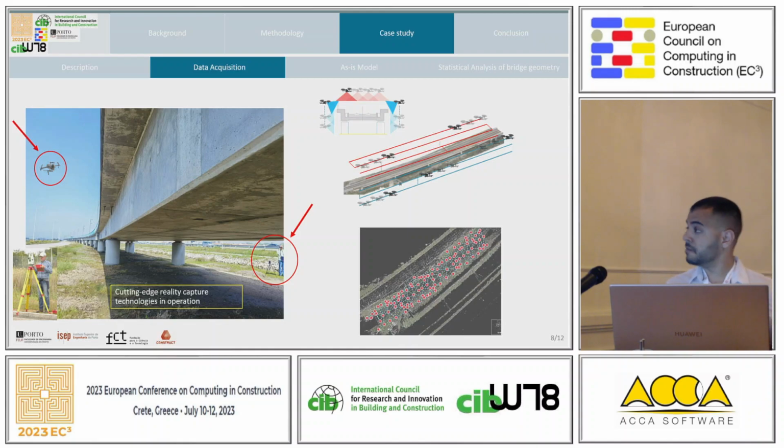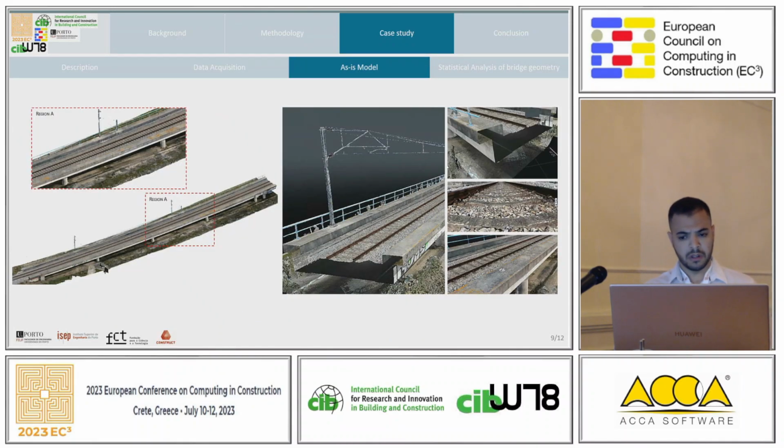So we did the hybrid processing mode. We got here a high texture model. This model had a resolution around 1 millimeter per pixel, so it was highly precise. And we could cross the total section of the bridge.